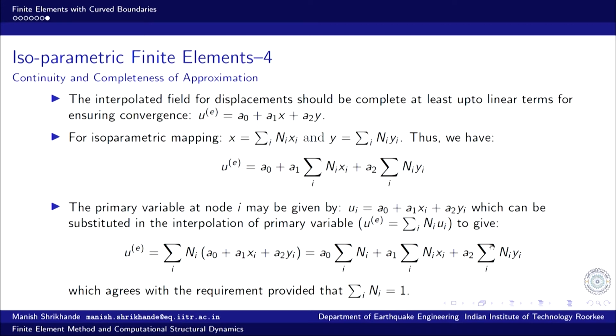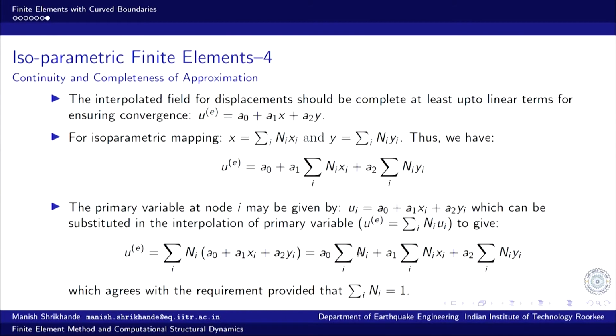So, linear terms are taken care of. The constant term that remains here will be retained if and only if the shape functions, or the interpolation functions, are a partition of unity. That is, the summation of interpolation functions is equal to 1. Unless this condition is satisfied, this completeness requirement is not guaranteed.